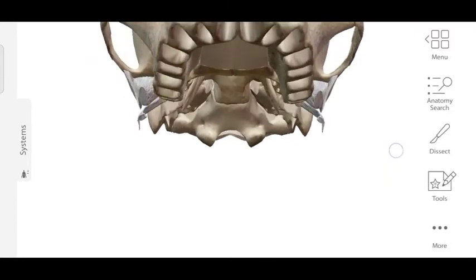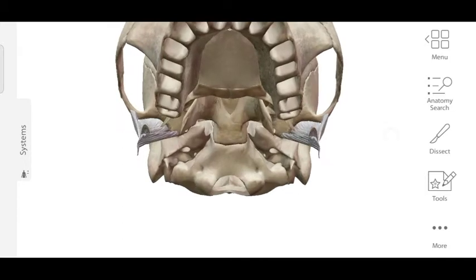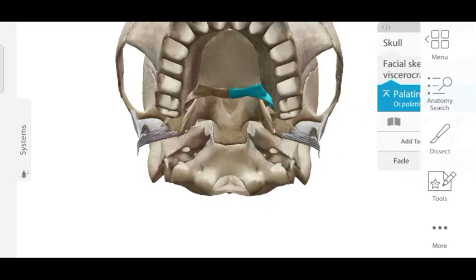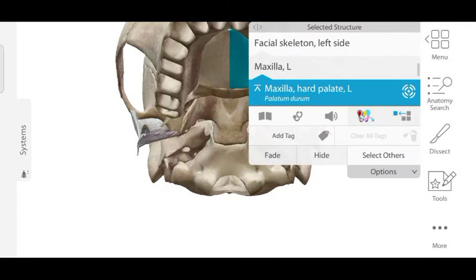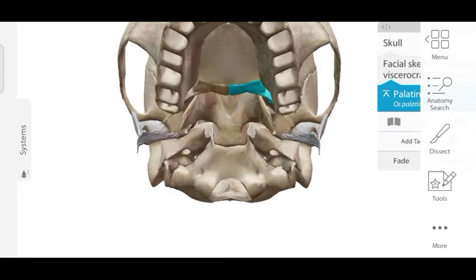So let's enter the oral cavity and look at the roof. Here you can see the hard palate is formed by actually four bones, two from the maxilla and two from the palatine bone. This is the part of the maxilla bone, that is the palatal process of maxilla, and posteriorly we have the horizontal plate of the palatine bone. So actually these four bones are forming the hard palate, and posterior to the hard palate we will have the muscular soft palate. As it is a bony structure, we cannot see the muscular palate or the soft palate.